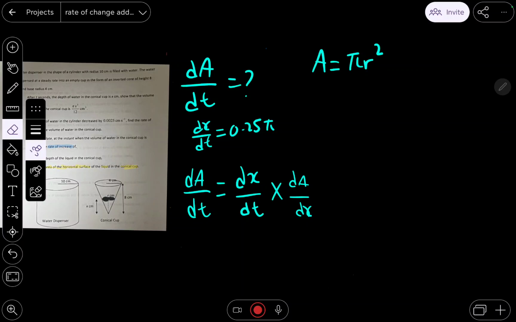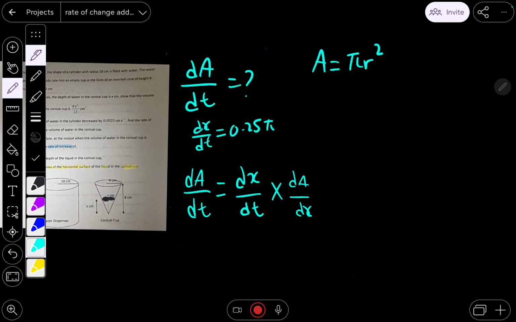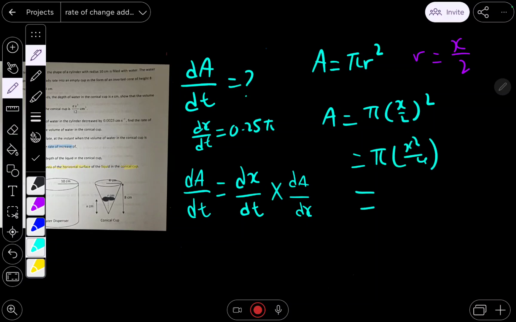Okay, so what's your r? We have found it earlier on, right? Remember, we found in part A that your r equals x over 2. Sub that inside so we can make dA over dx. Do you understand? Because we need to have our x term inside so that we can differentiate. So A will be pi times x over 2 squared. So this will be pi x squared over 4.